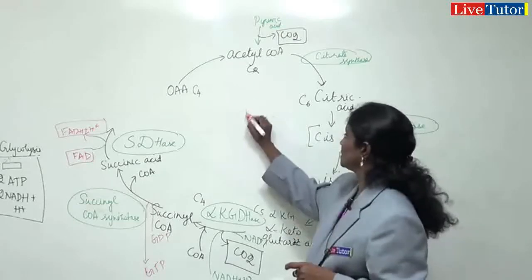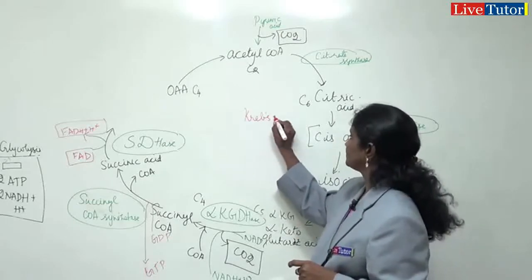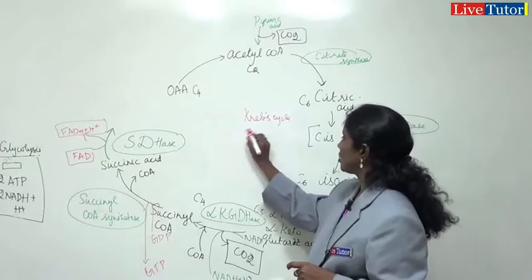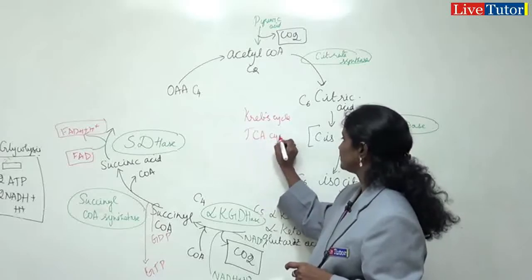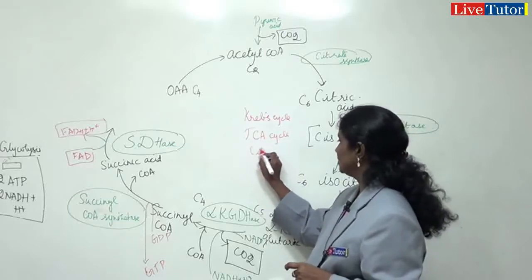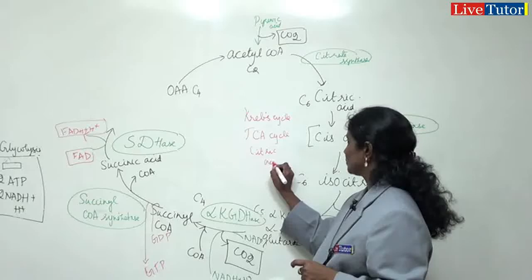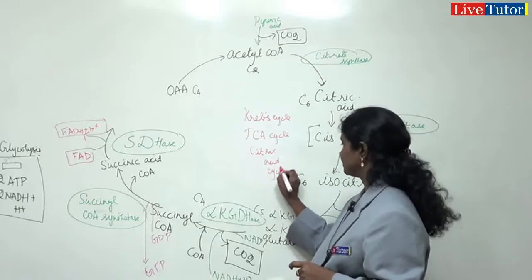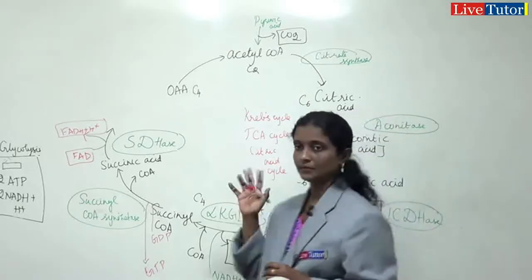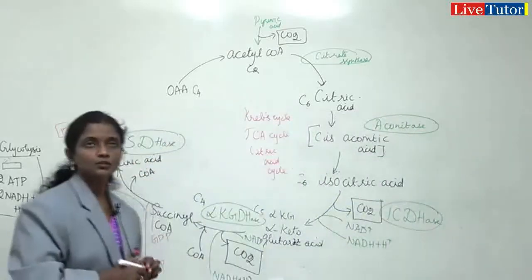So what is the name for this? Krebs cycle, then tricarboxylic acid cycle, then citric acid cycle, isn't it? All of them mean the same. Yes, let us proceed to the further steps.